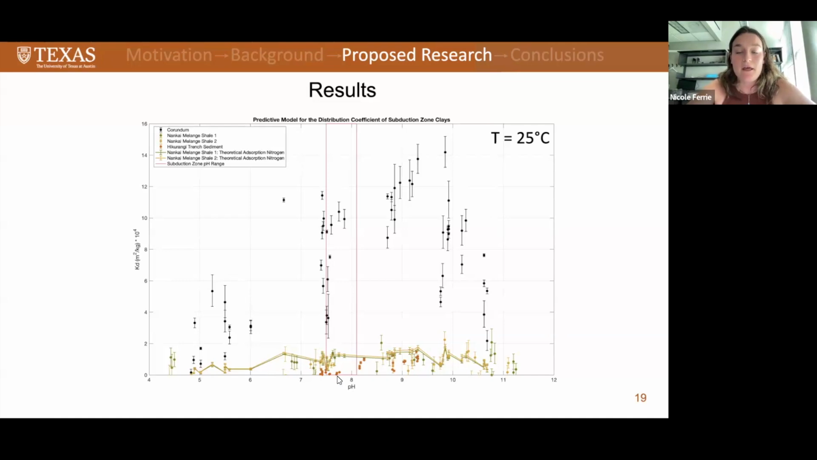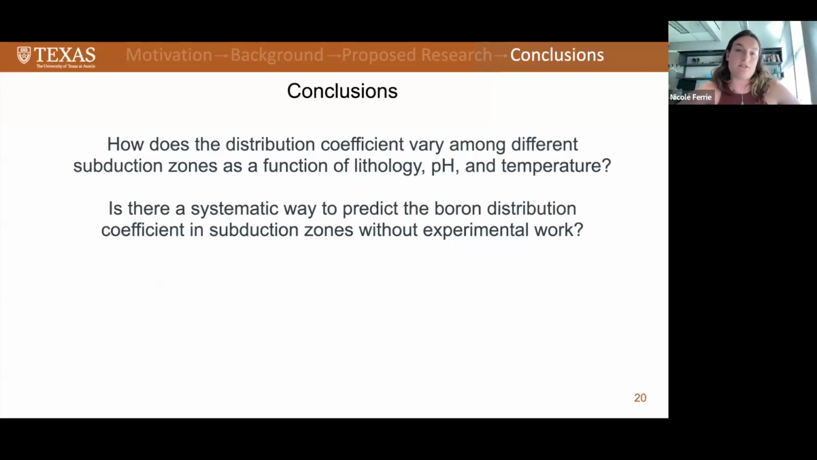And then additionally, in the box where pHs are typical, the distribution coefficient of Hikurangi is quite different than the distribution coefficient in Nankai, indicating that based on lithology alone, the distribution coefficient does change, not even considering differences in temperature. And so going back to the original two questions we asked, how does the distribution coefficient vary among different subduction zones as a function of lithology, pH, and temperature? The answer is that the distribution coefficient does vary with different lithology and different subduction zones and different pHs. And with temperature, we are still trying to answer that question through experiments.